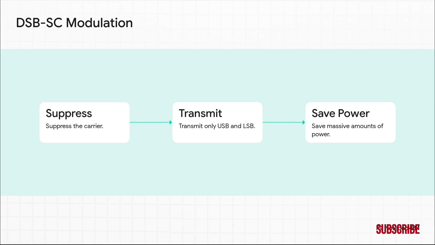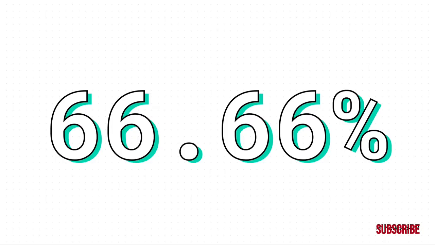Step 2. Transmit only the upper sideband and the lower sideband. And step 3. By doing this, we immediately save massive amounts of power. The total power equation literally just drops the carrier term, leaving us with only the math for the two useful sidebands. So what is our exact percentage of power saving? For unity modulation, where M equals 1, the exact percentage of power saved with DSB-SC is 66.66%.